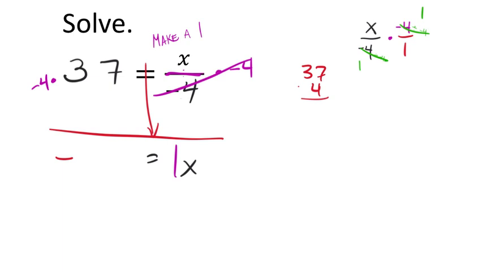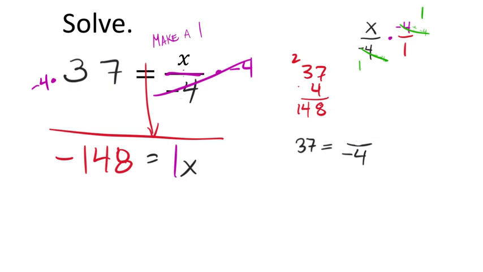So 4 times 7 is going to be 28. Carry the 2. 4 times 3 is 12, but add the 2 is 14. So it ends up being negative 148. That should be our solution. We can double check by taking 37 and making sure that it equals x over -4.